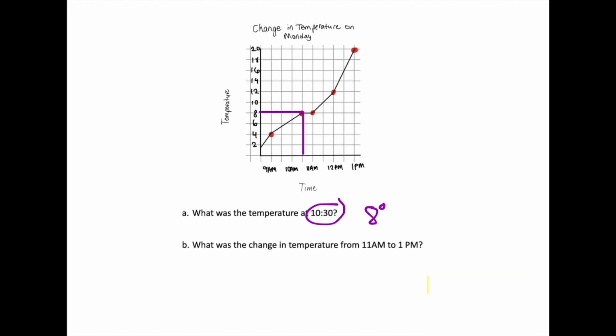The next question says, what is the change in temperature from 11 a.m. to 1 p.m.? We first need to find the temperature at 11 a.m. At 11 a.m., it's 8 degrees. Then, we can see that at 1 p.m., it's 20 degrees. To find the change, we can take 20 minus 8. That's 12. So the change in temperature was 12 degrees.